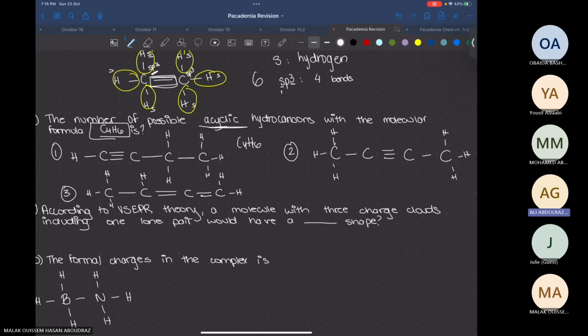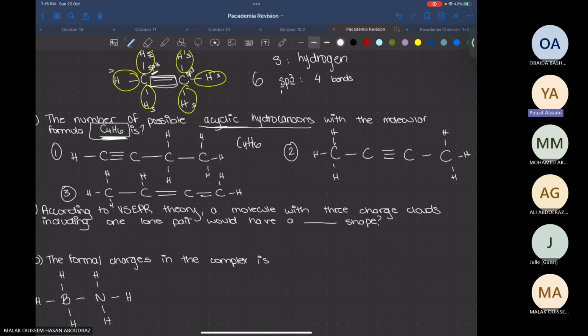About the formula, is for alkyne here. The C4H6? Oh, it is C4H6. Sorry, I said C4H10. No, C4H6. When they don't specify what type of hydrocarbons they want, it can be anything. You just need to make sure that you have the right number of carbons and hydrogens, okay?